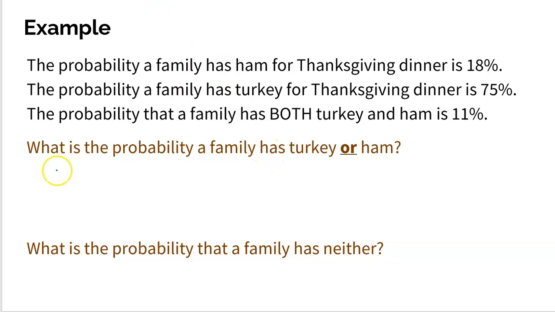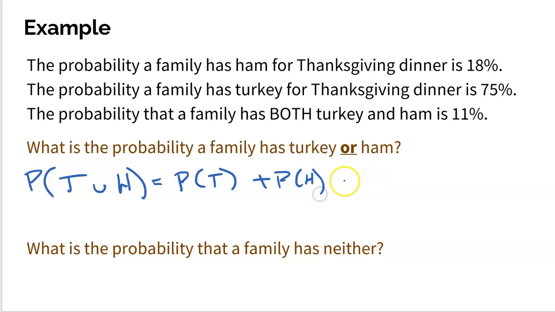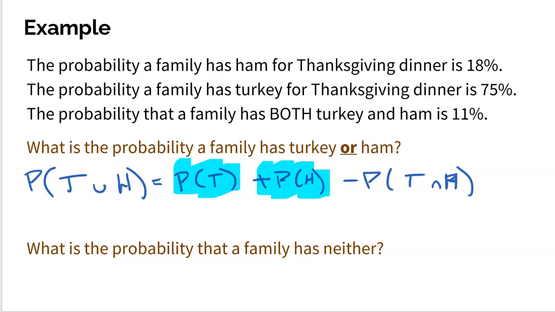So here's the question. What's the probability we grab a random house throughout America and they have turkey or they have ham? Well, I'm just going to use the formula. I'm going to find the probability of turkey plus the probability of ham, and then I have to subtract away any overlap. Why am I subtracting away the turkey and ham? Because some of these turkey people have ham. Some of these ham people have turkey. So if I stop by just doing turkey plus ham, some houses are getting double counted.